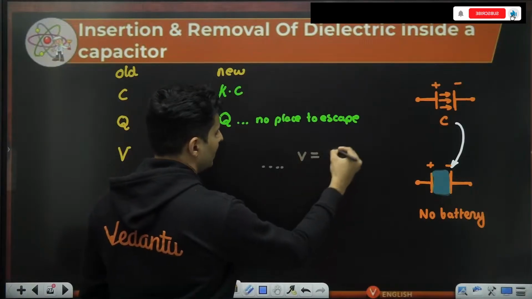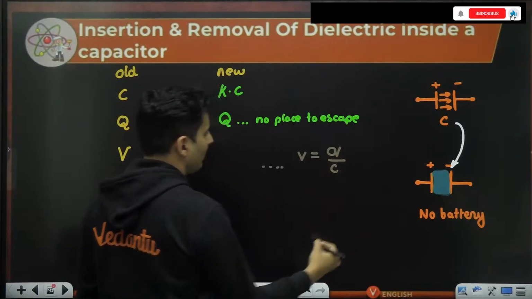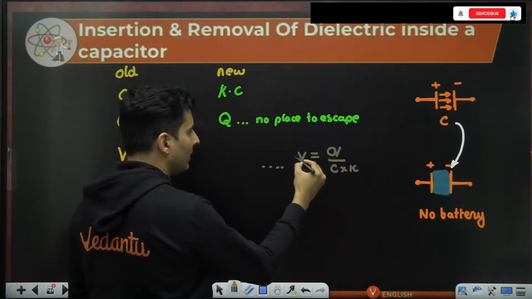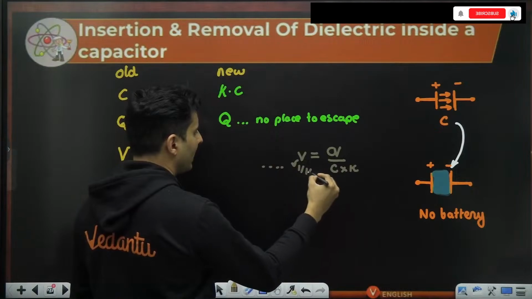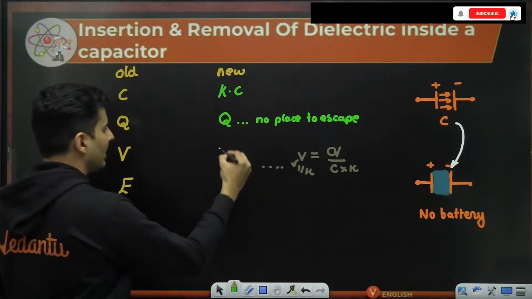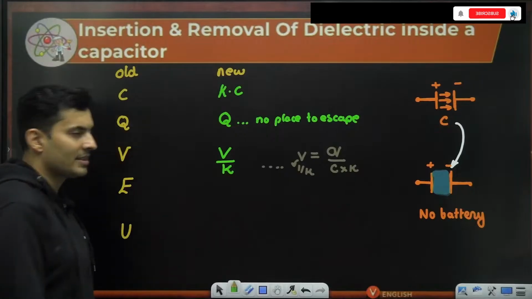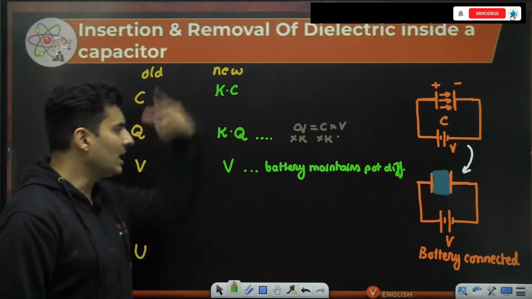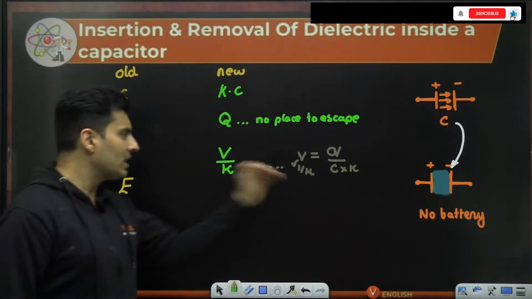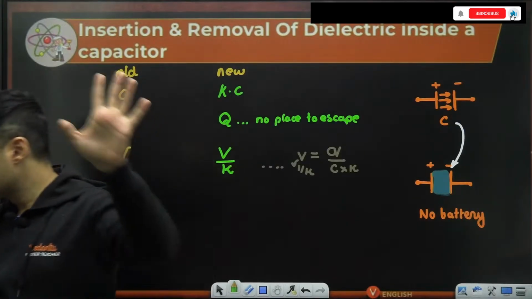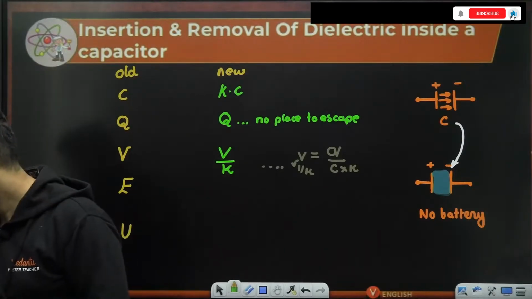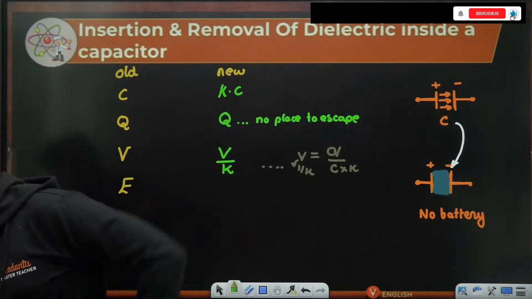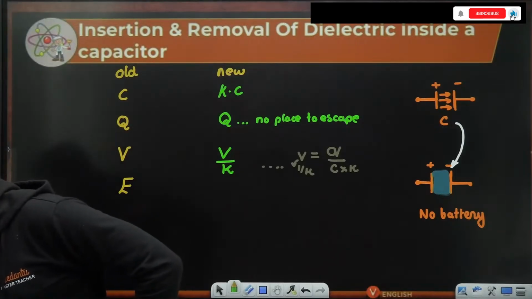Voltage is charge divided by capacitance. The capacitance increases K times, charge has not changed, so the voltage should change by 1 by K times. So 100% the voltage will now become V by K. That is what will happen. Charge will increase here K times. Here voltage will decrease by K times. Is this logic absolutely clear, everyone? Thank you so much, SSB. Absolutely clear, my dear students.